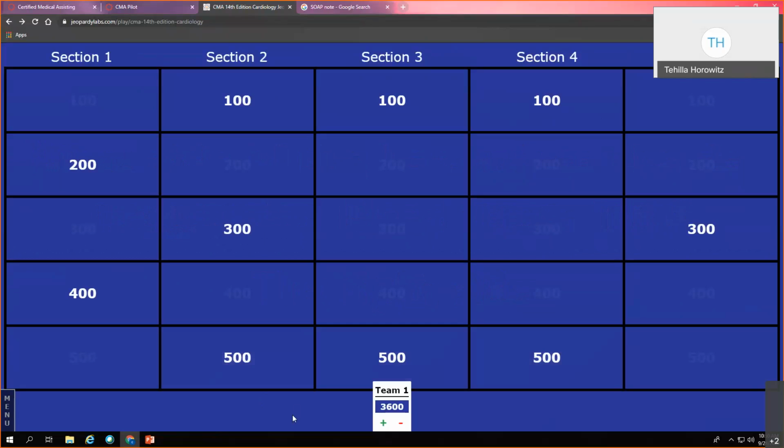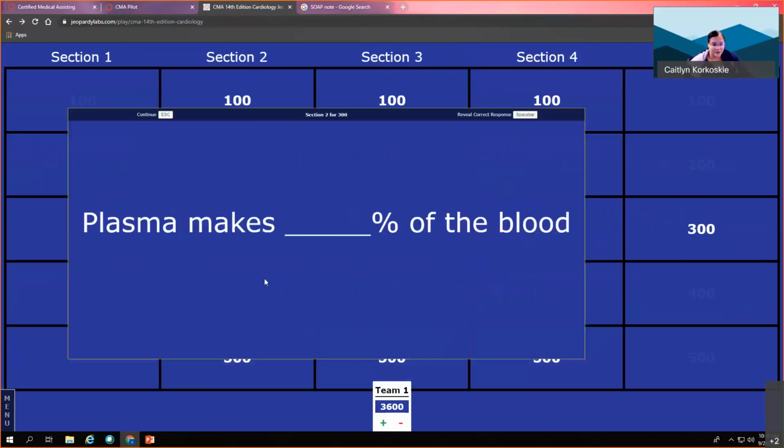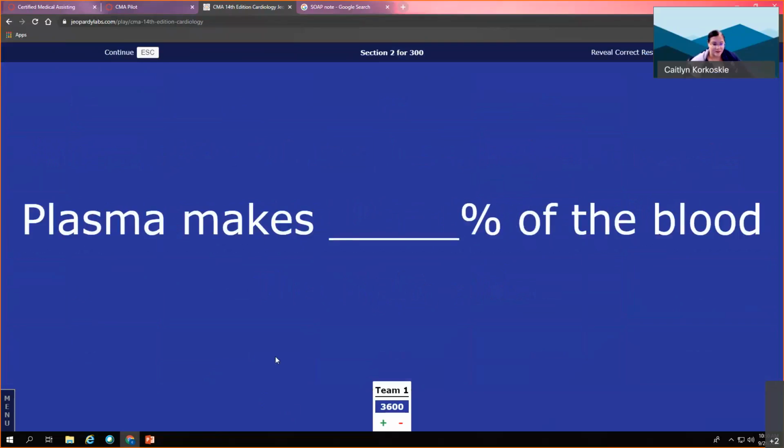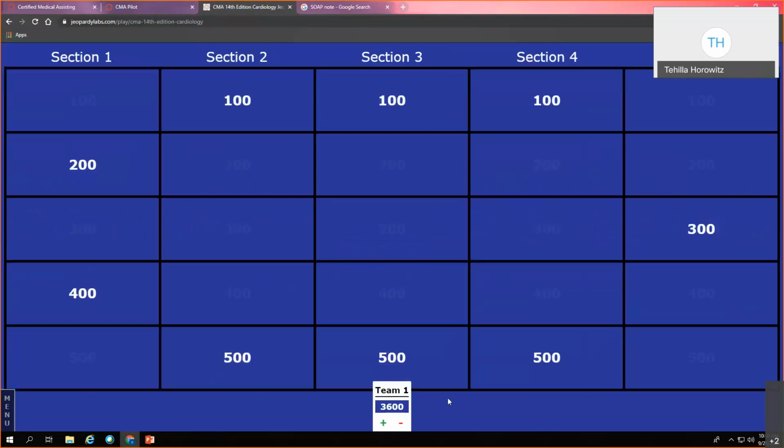I'll let you choose. So we talked about what plasma is made out of, but what percentage of blood is plasma? I think it was 55%. Yes. Okay. You want me to just choose? Yeah.